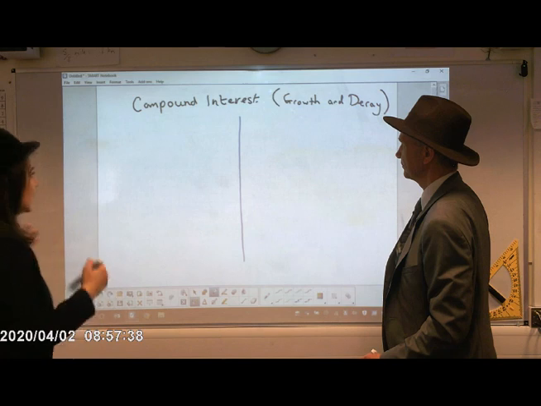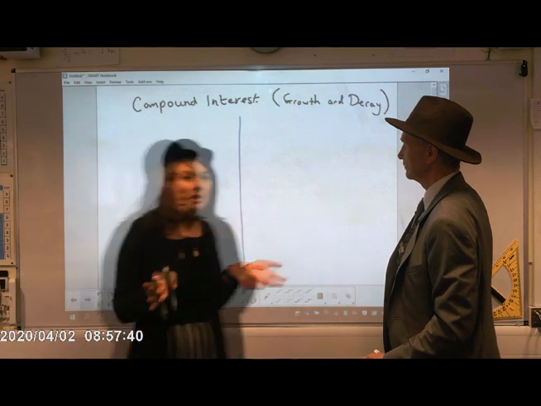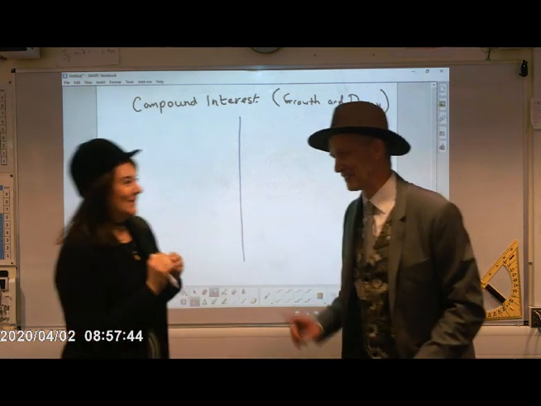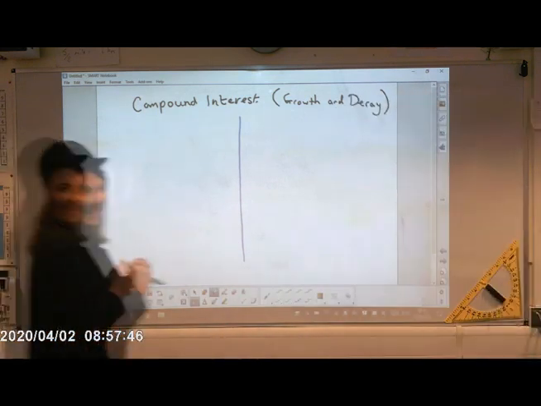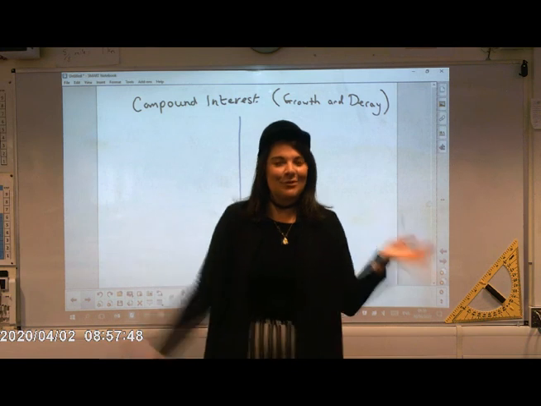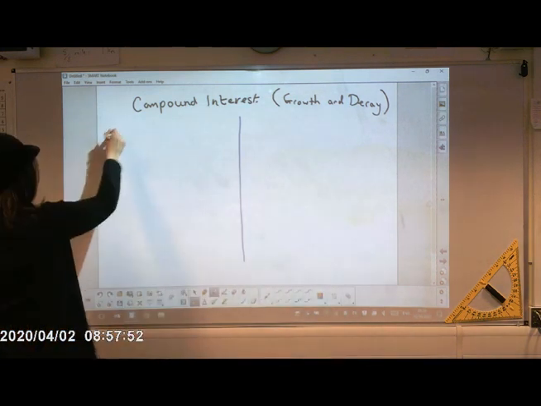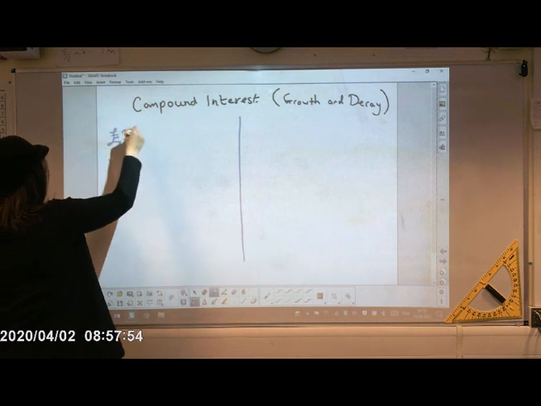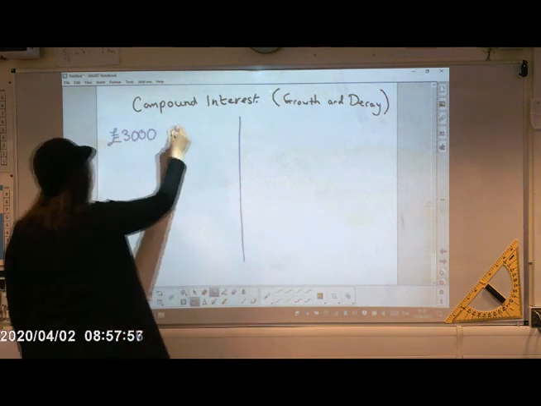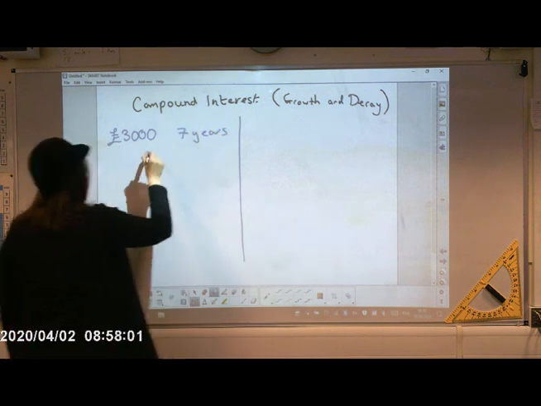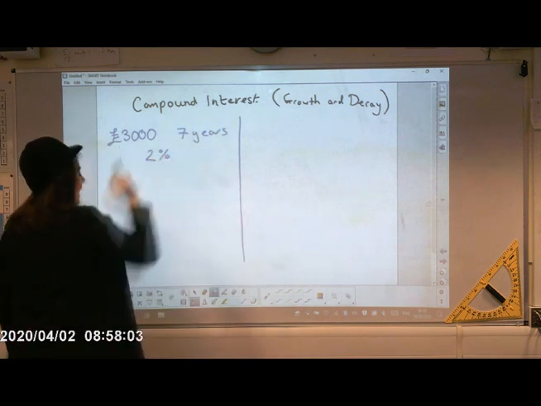Now, it's really important that you nail this formula. Compound interest, we're going to have different ways of doing this. I use a formula for compound interest. So I'm going to give you the bare bones of what I'm doing. I'm going to invest £3,000, and I'm going to do that for 7 years. I'm going to get 2% compound interest.